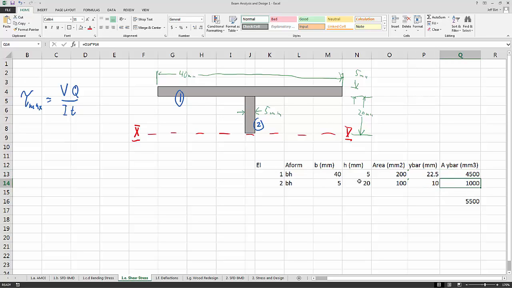Always do that. And now we have 4,500 for this AY bar. All we did was multiply the area times the Y bar. And then this area times this Y bar gives us 1,000 millimeters cubed. And our sum of AY bar is that. And that is Q. So our Q is 5,500 cubic millimeters.